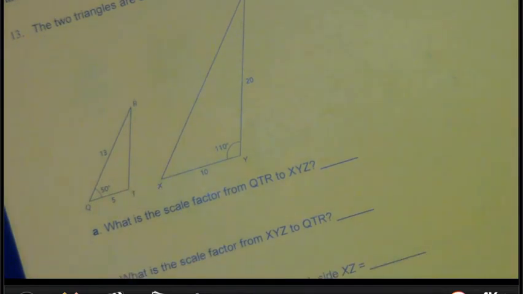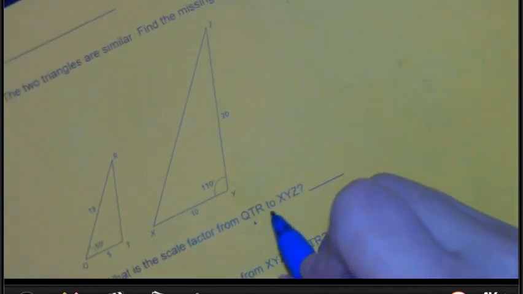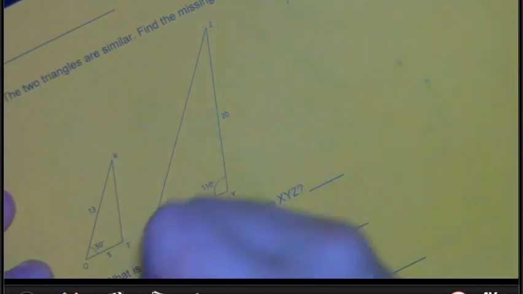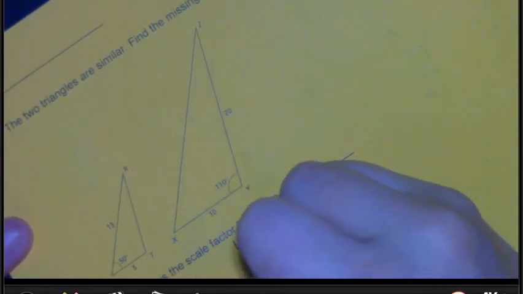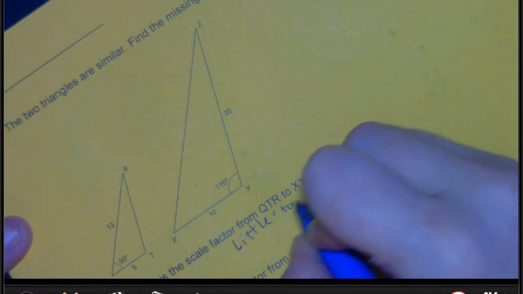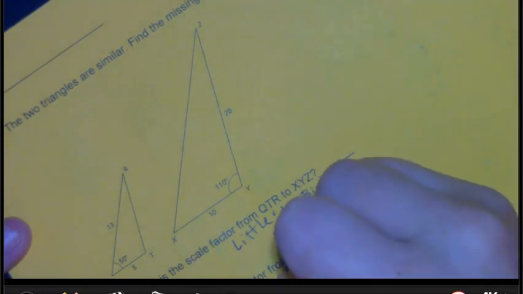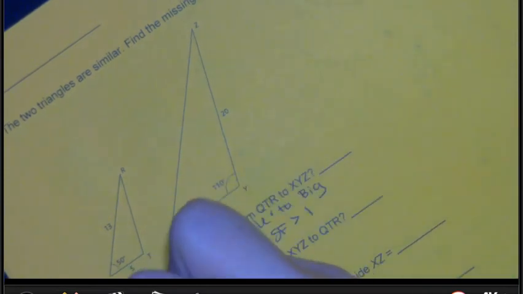All right, here we go. And it looks like we are doing the same concept in the next couple of problems. So number 13, I've got two triangles that are similar. Find the missing measurements and the scale factors for each. All right, scale factor from QTR to WYX. So QTR means little. So this looks like it's going little to big, where your scale factor needs to be greater than 1.